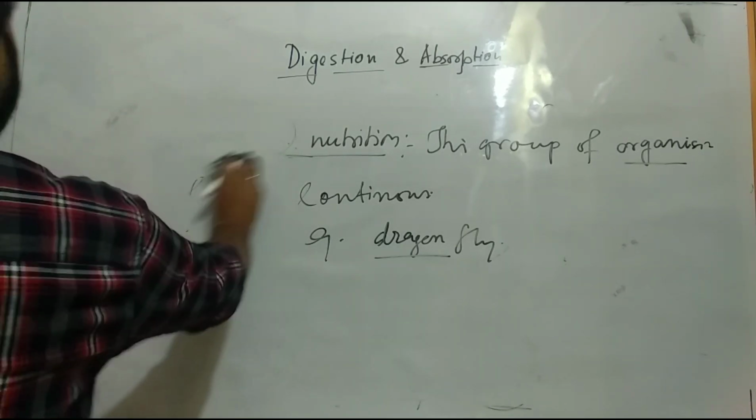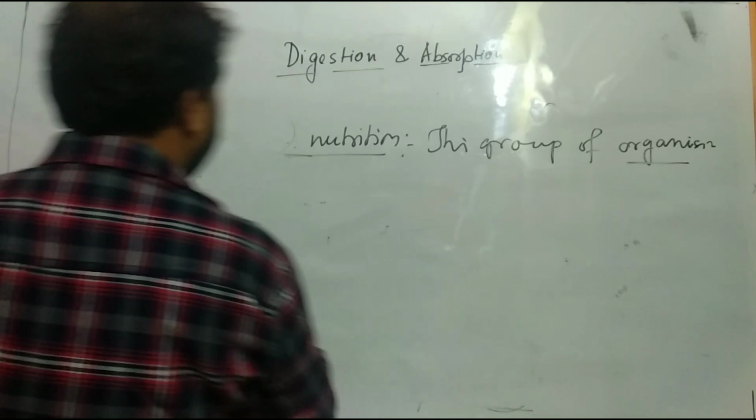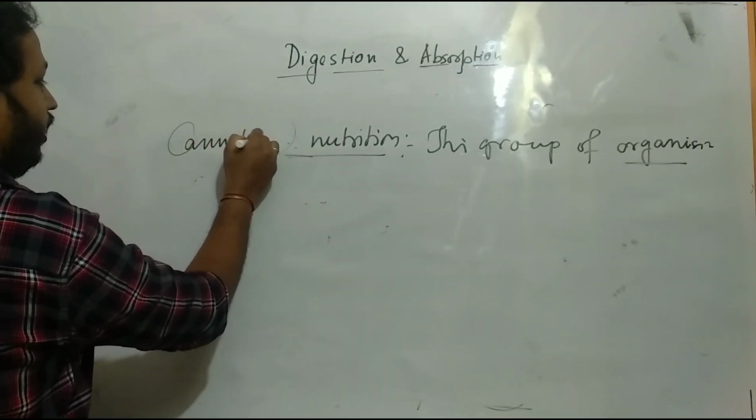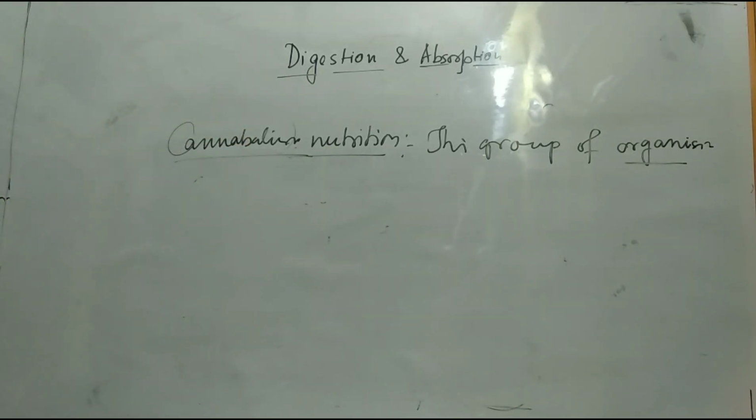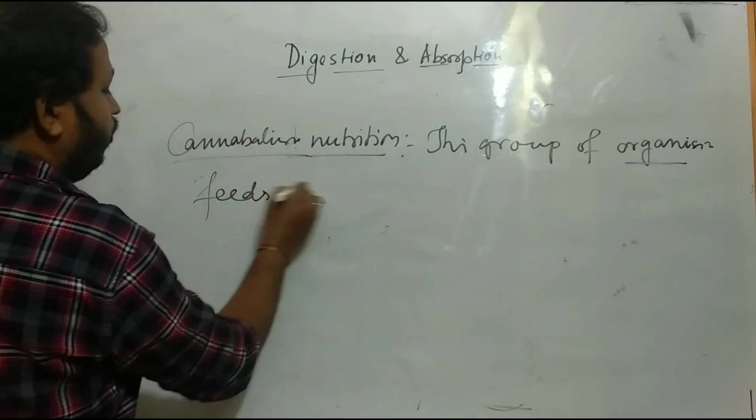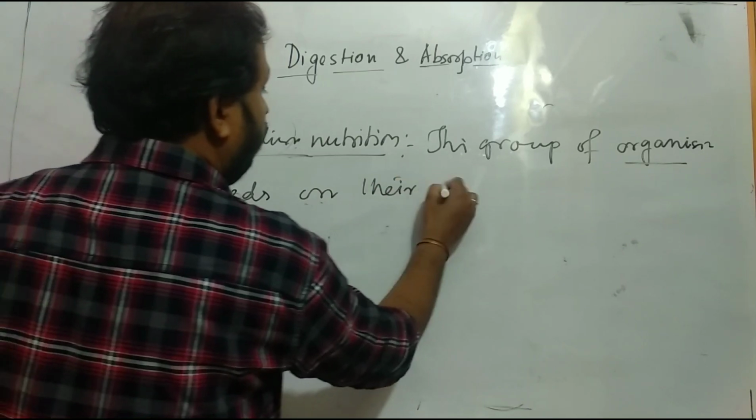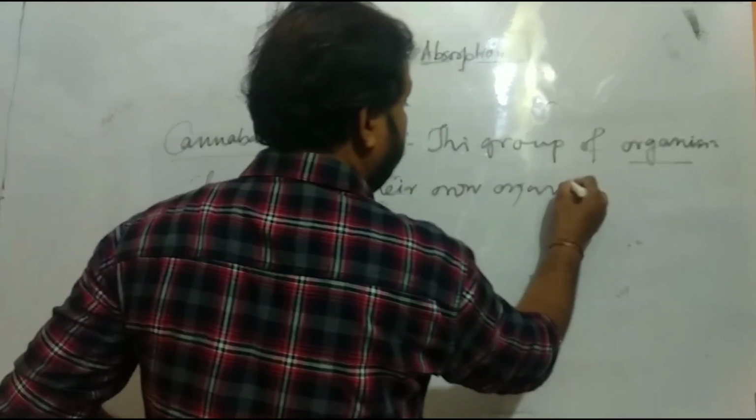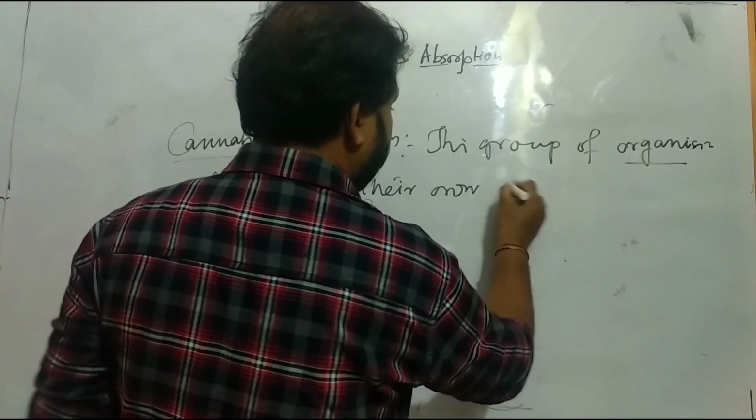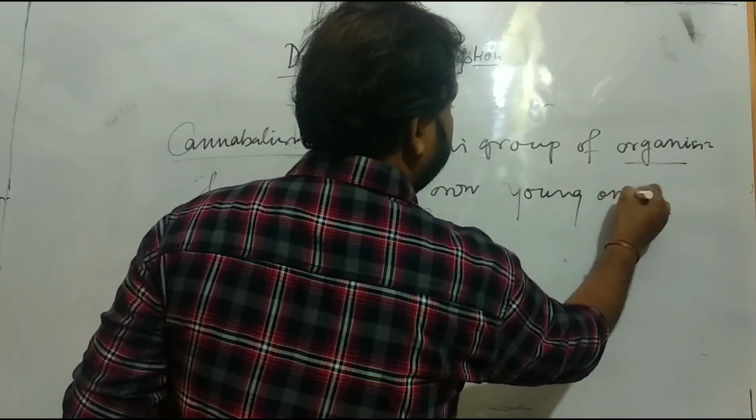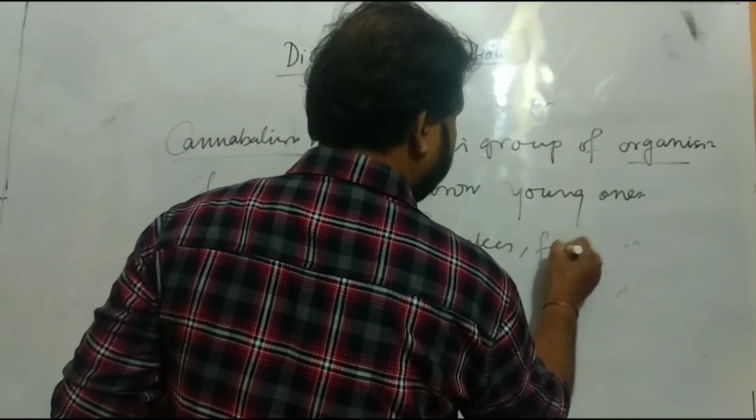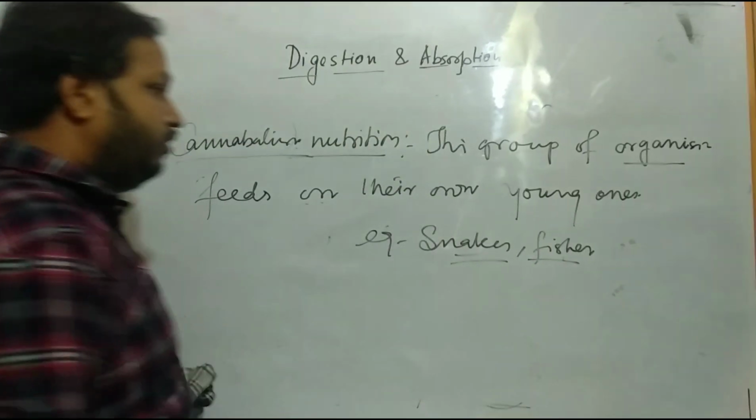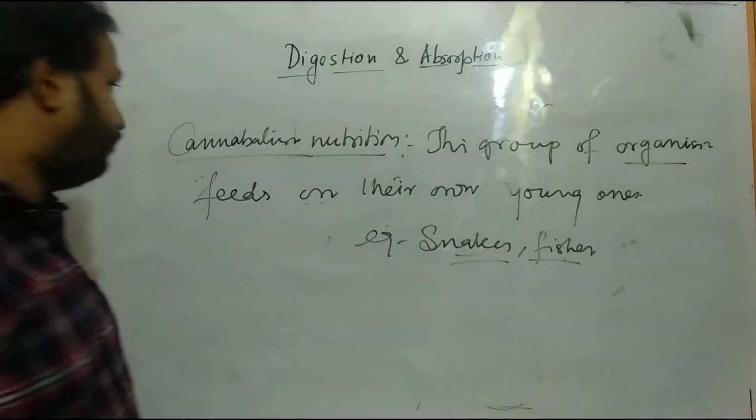Next type is cannibalism. This group of organisms feeds on their own kind, their own offspring, their own young ones. Example: snakes or some fishes also. When they feel hungry, they feed on their own young ones.